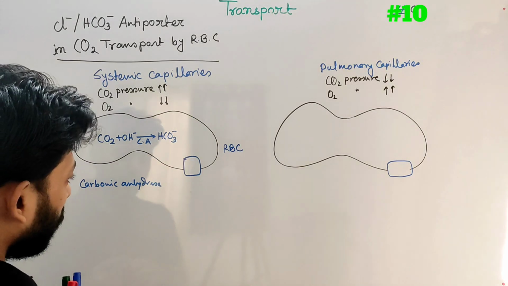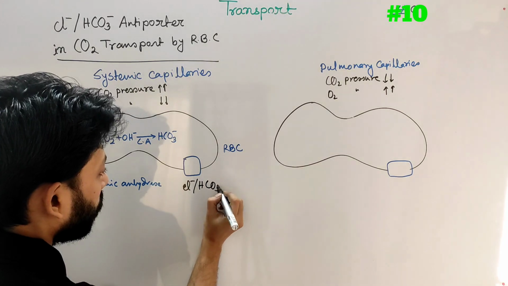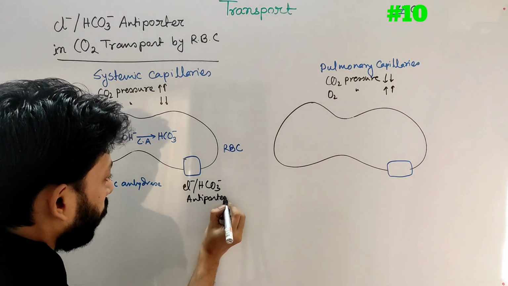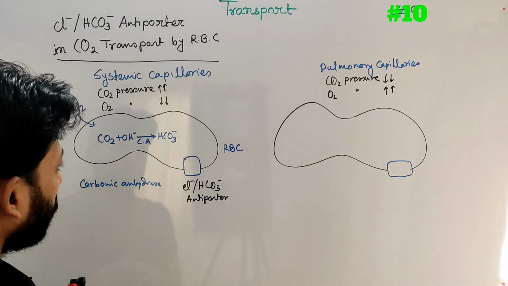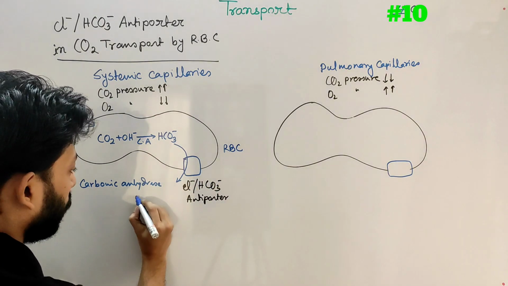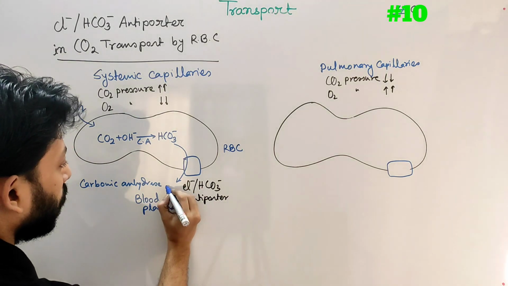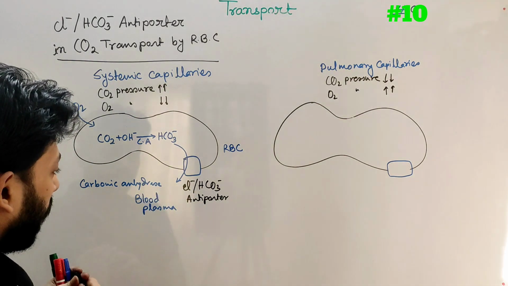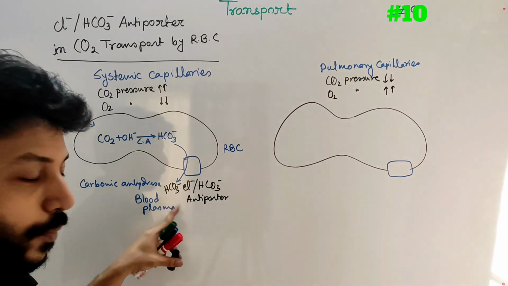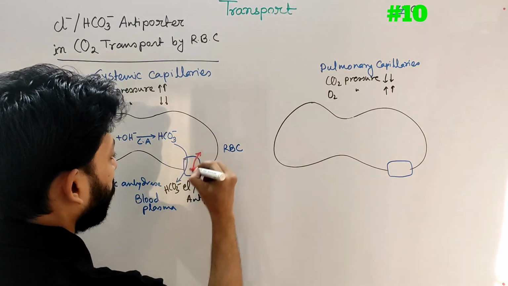This is the chlorine and bicarbonate antiporter. Now this HCO3 comes out from the cell into the blood plasma. Suppose this is the blood plasma. So it comes out of the cell, and here it is present in the blood plasma, this bicarbonate, and chlorine comes inside of the cell.